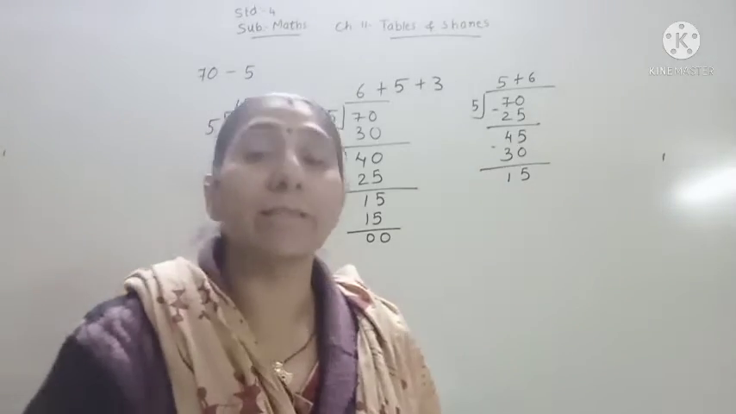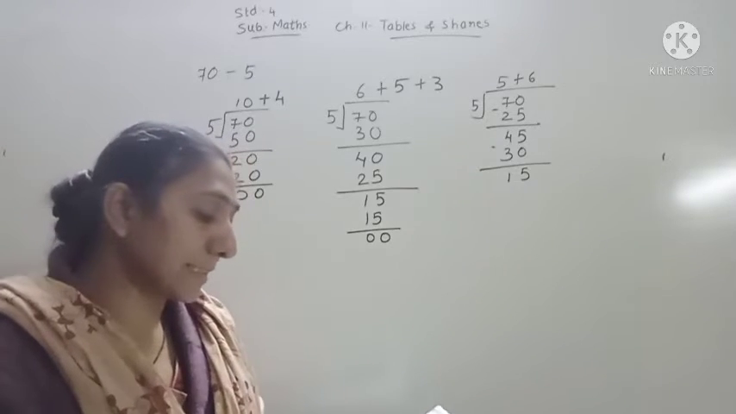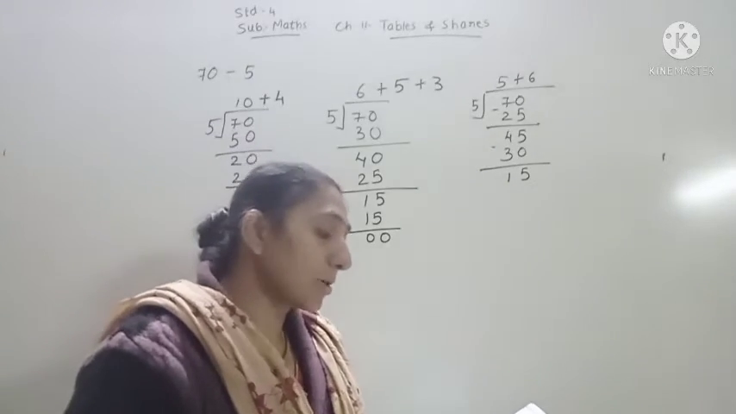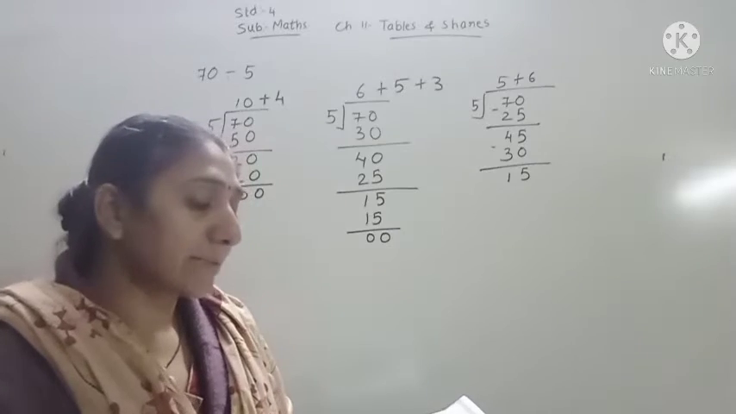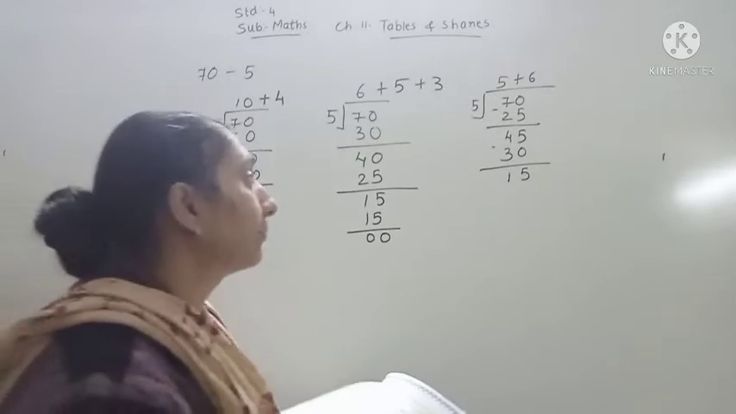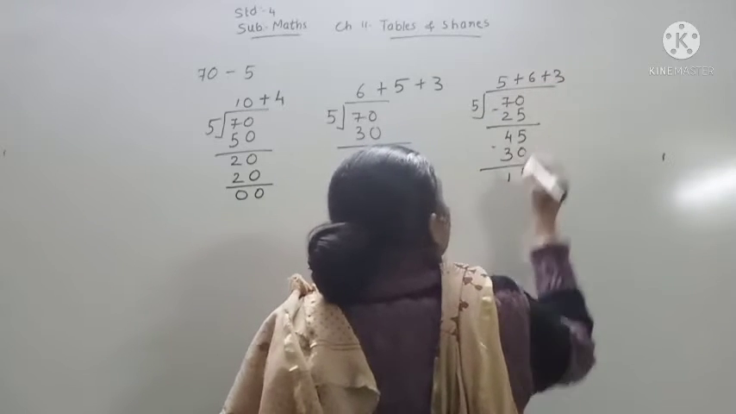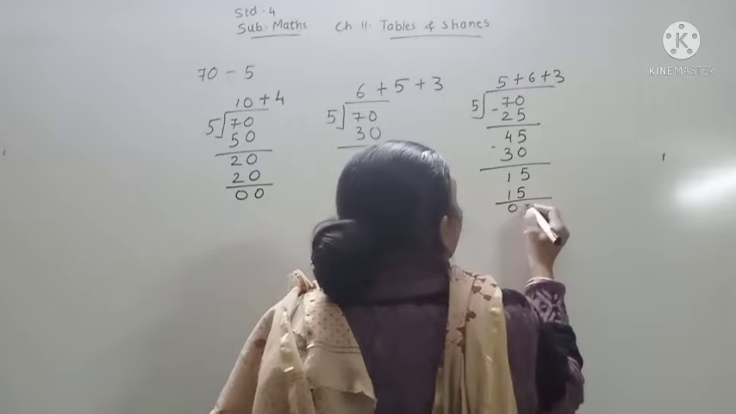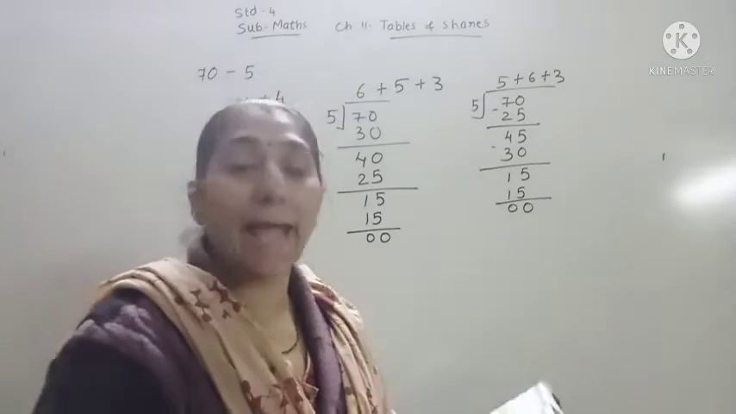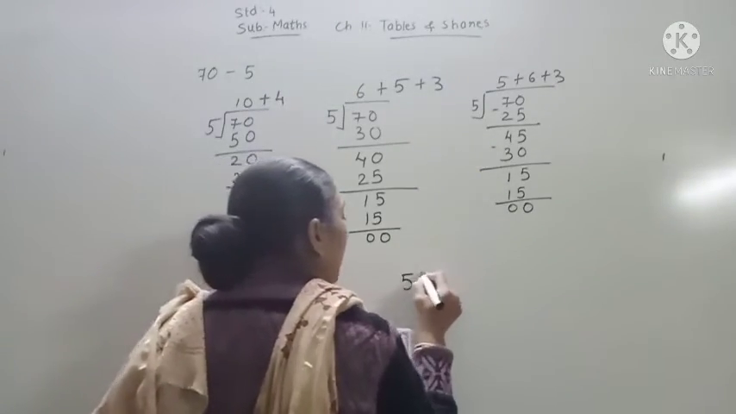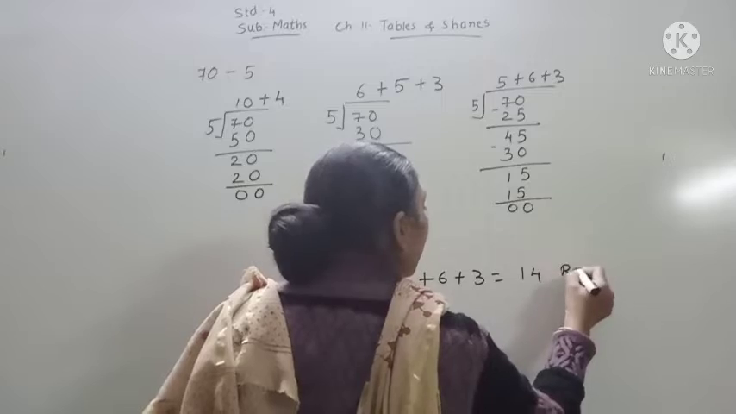Now I am left with 15 rupees. How will Lokesh distribute the rest of the money? Complete it. So each child gets 5 plus 6 plus. So how many gets? 5 plus 6 plus 3. 5 3s are 15. So the answer is 5 plus 6 plus 3. So write there in the blanks 5 plus 6 plus 3 is equal to 14 rupees.